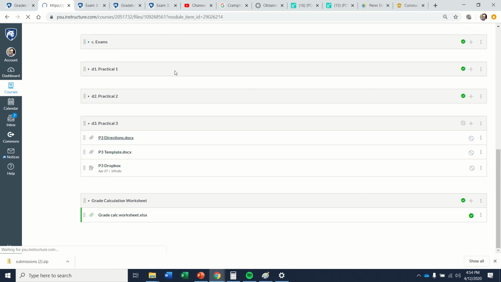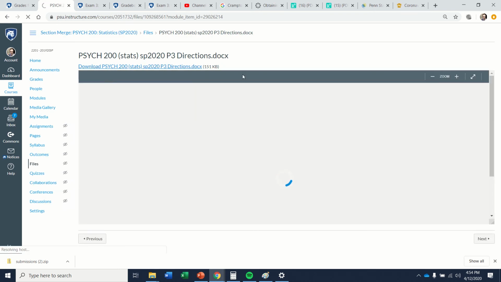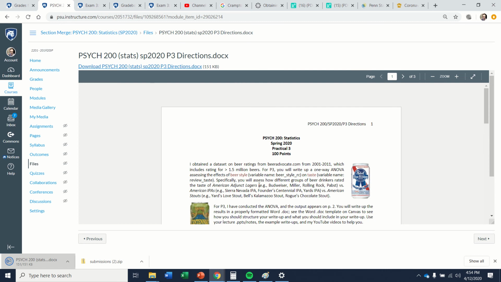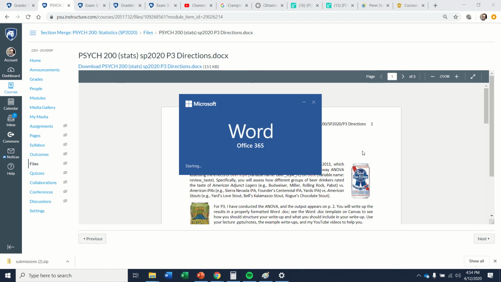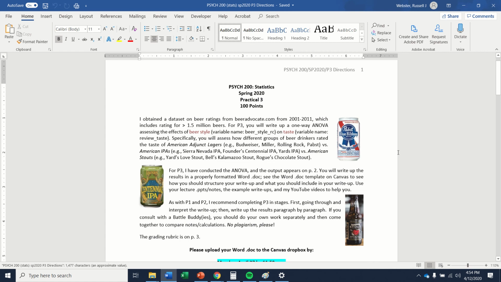So let's take a look at the directions first. Let's download this so we can get a better look. Come on, Microsoft Word. There we go.